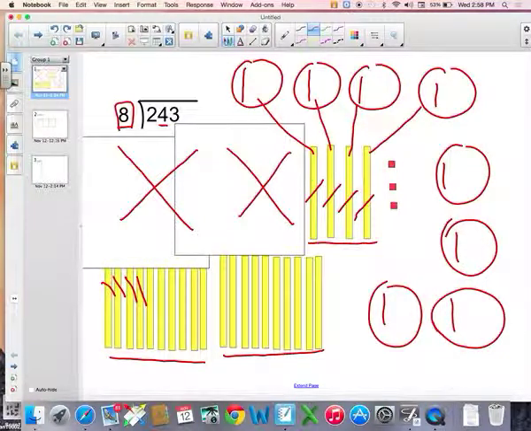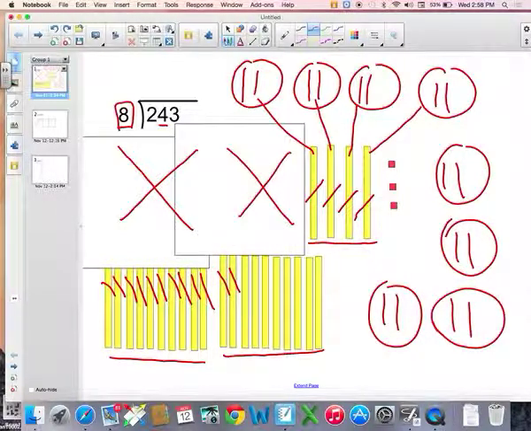Every group now has 1 ten, but I still have a whole lot of tens left, so I can start the process over again. 1, 1, 1, 1, 1, 1. So at that point I have to decide, do I have enough tens left to fill up every other group? I have 8 groups, I have 1, 2, 3, 4, 5, 6, 7, 8 tens left. Yes, we can give 1 ten to each of our groups. And now you can see we have 30 in each of the groups.